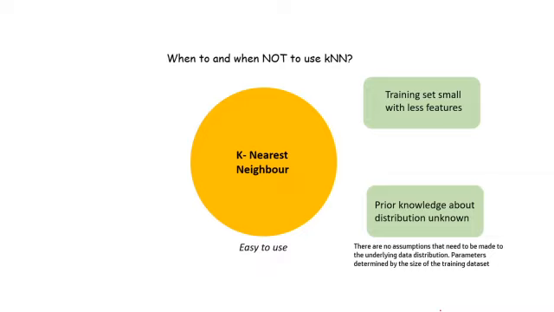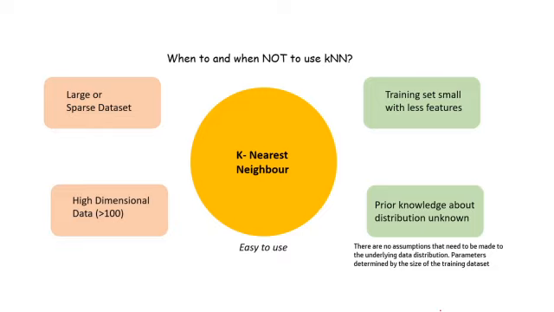And when do we not use KNN? First of all, when the data set is very large or very sparse, and when the data set is pretty high dimensional. That is, if the dimension or number of features in your data is more than 100, it is advisable not to use KNN. It's safer not to use KNN.